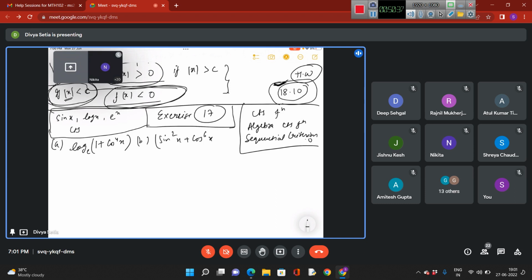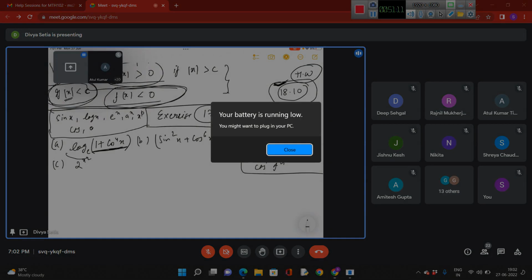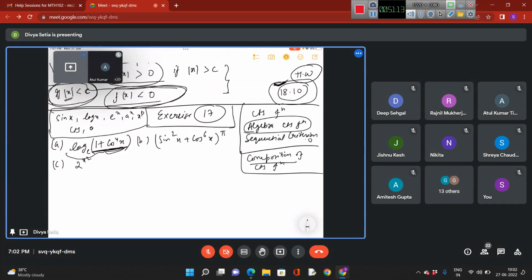Can you solve such problems A, B, C by just applying the algebra of continuous functions and the fact that composition of two continuous functions is continuous? Composition of continuous functions, yes. Because for the first problem, you can see that cos x is continuous. So power of the cos x should also be continuous by product of continuous functions. So 1 plus cos x should also be continuous. And then log of this thing should also be continuous by composition.